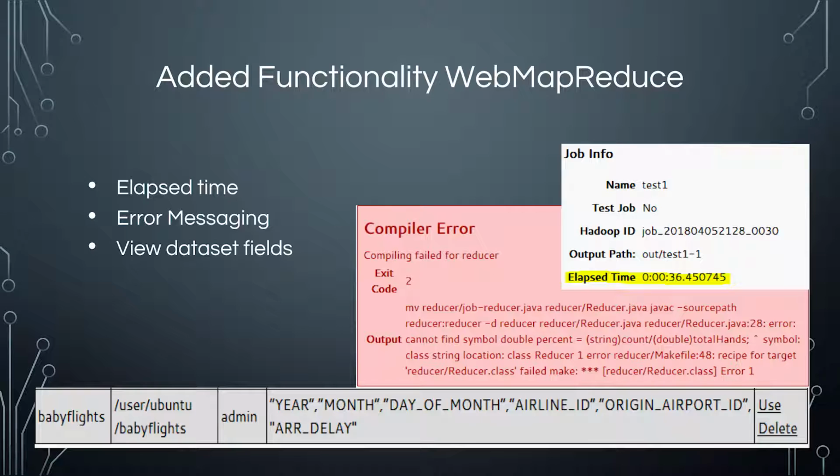The third functionality we added was to view the dataset fields. This is going to be crucial for the students because for one of our examples, we have aggregated flight data for a couple different years. So if I had a problem and I said for them to pull out the specific year a flight took off, they're going to need to know exactly where that field is to pull that information out.